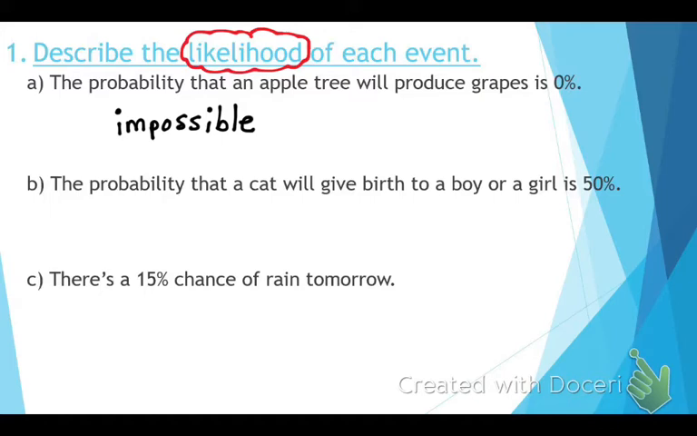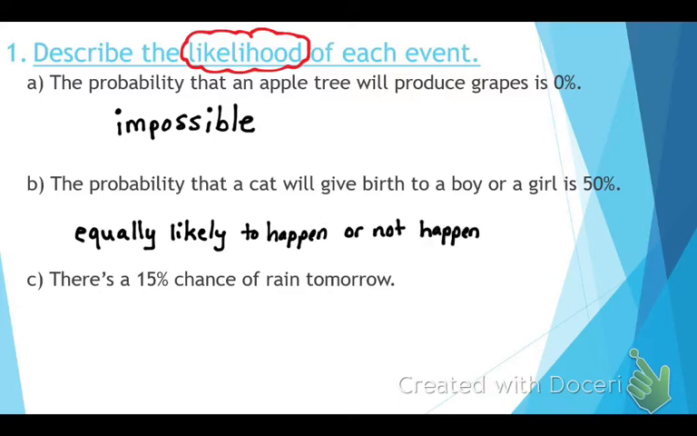All right, let's see how we did. For problem B, the probability that a cat will give birth to a baby kitten that's a boy or a girl is a 50% chance. Kyla, what is it? Okay, here's what it says. Equally likely. You got to have that word likely, to happen or not happen. On your quiz on Monday, these are the words that I will be looking for.